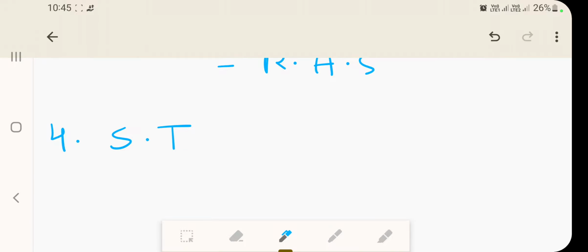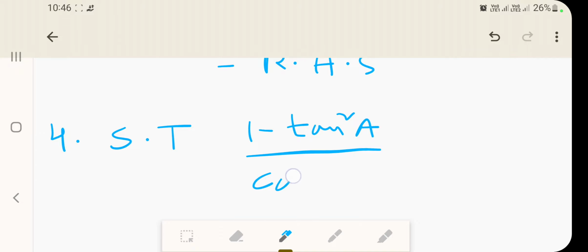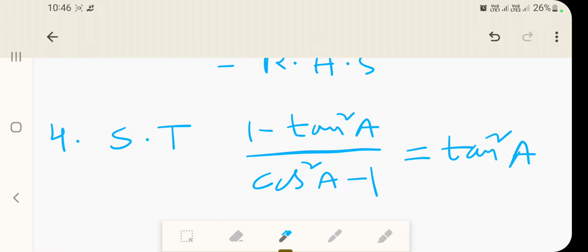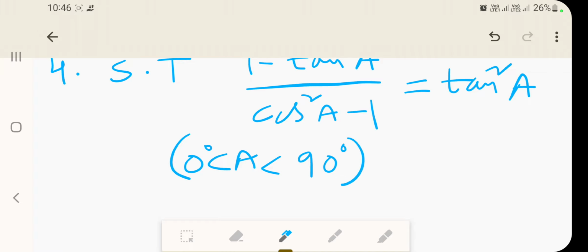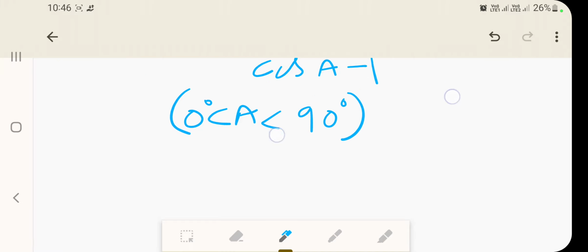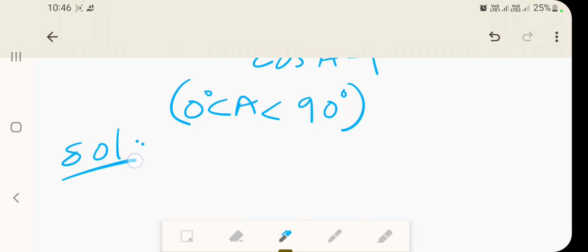So what they have asked in the next problem, number 4: show that 1 minus tan square A divided by cot square A minus 1 is equal to tan square A. This is what they have asked to show, and they have given the angle A is greater than 0 and less than 90 degrees. For this condition of angle A only it is valid, which can be verified.